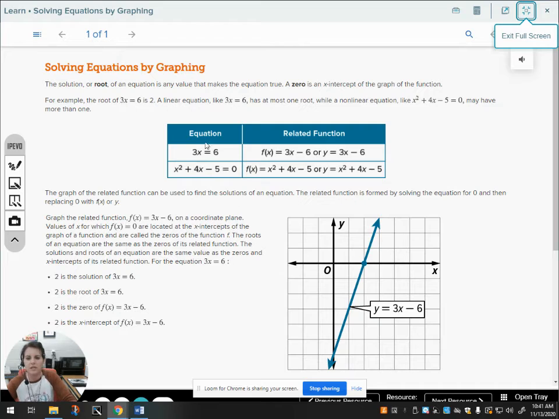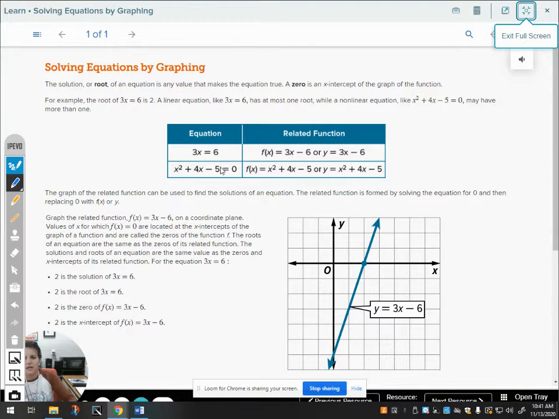So when we looked at problems like this one here in the previous lesson, 3x equals 6, when we are solving that, what we are actually doing is finding the root. So if I divide both sides by 3, we're doing the inverse operation of multiplication. So we divide both sides by 3 and we get x equals 2.